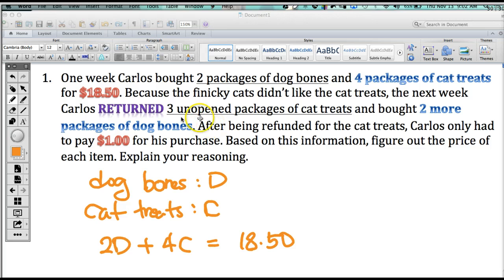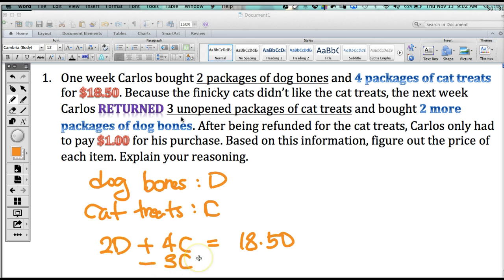So it has to be unopened. So he returned 3 unopened packages of cat treats. So that's going to be 3 of them. But because he returned it, is it going to be a plus or a minus? It's gonna be a minus because they're going to refund him for that.